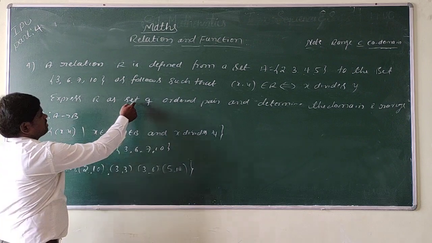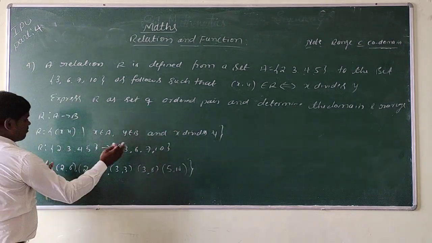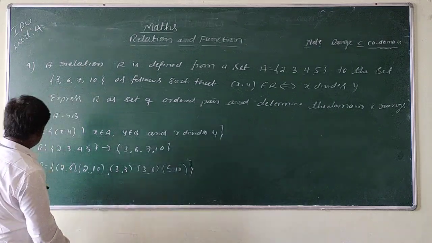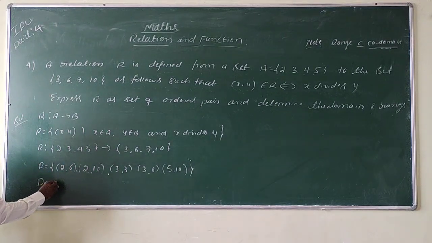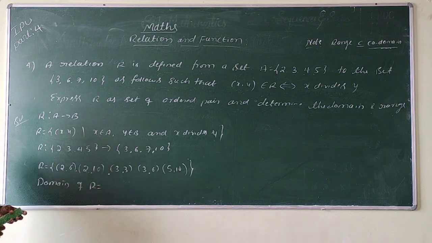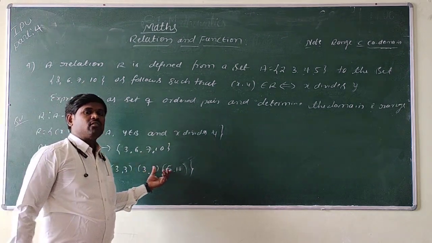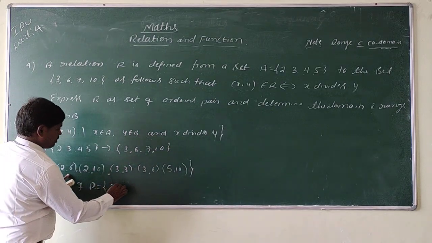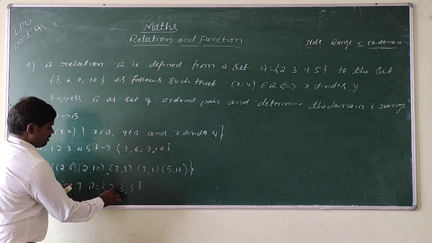That means it is a set of ordered pairs. So this is the set of ordered pairs. Okay, and write down the domain and range. So next, the domain. Domain of R means the set of all first elements of the ordered pairs in the relation R. So they are 2, 3, 5. So this is the domain.